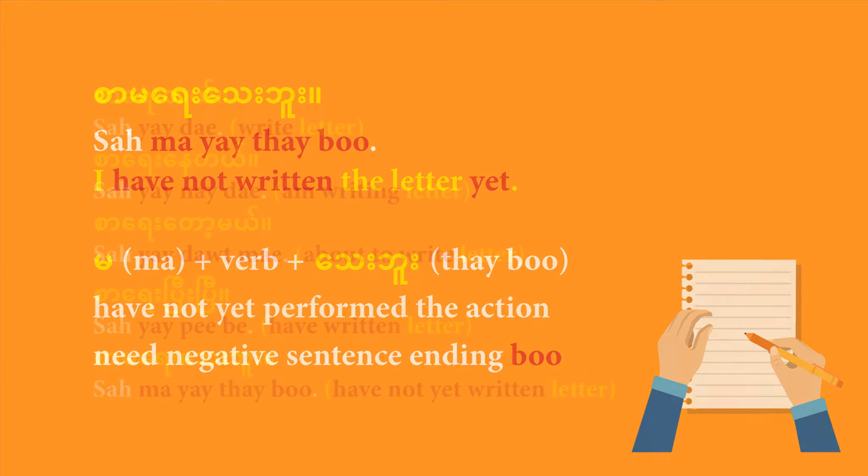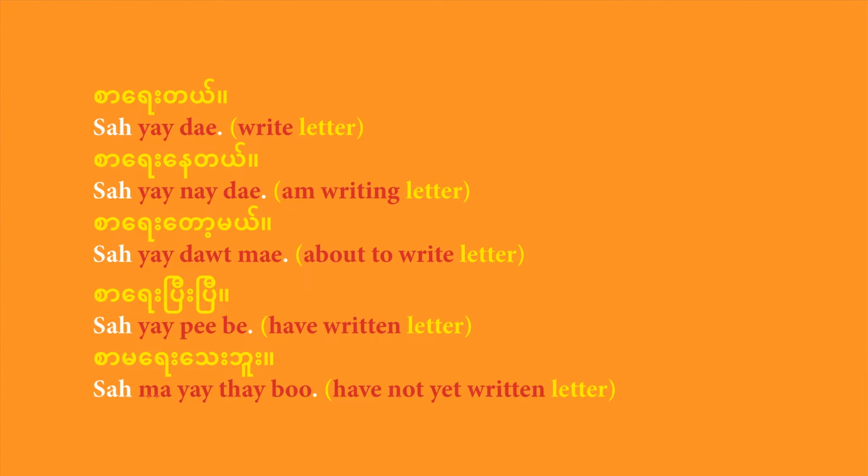So here are the variations while writing a letter. Sayere. I write a letter. Saye nere. I'm writing a letter. Saye rome. I'm about to write a letter. Saye bibi. I've written the letter. Samaye debu. I haven't written the letter.